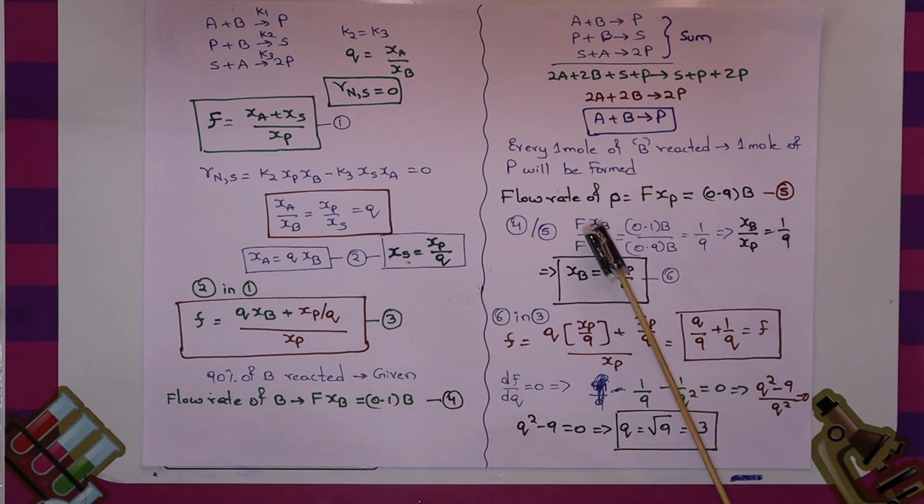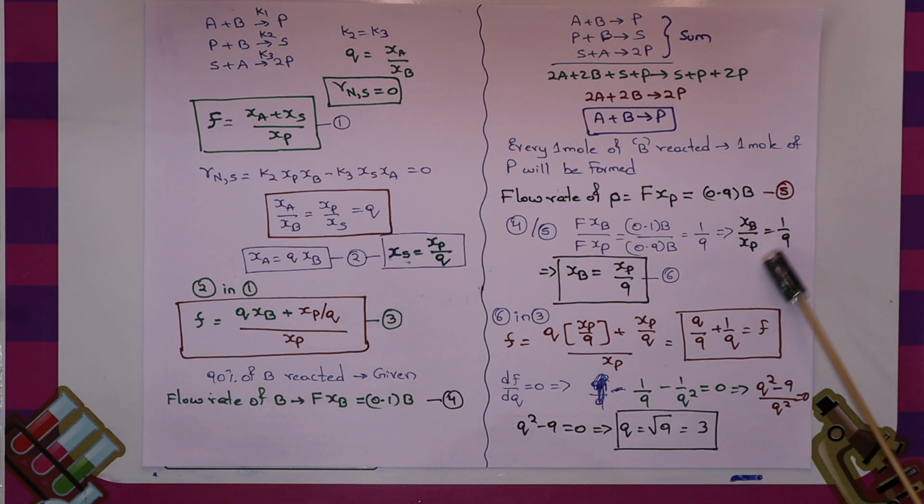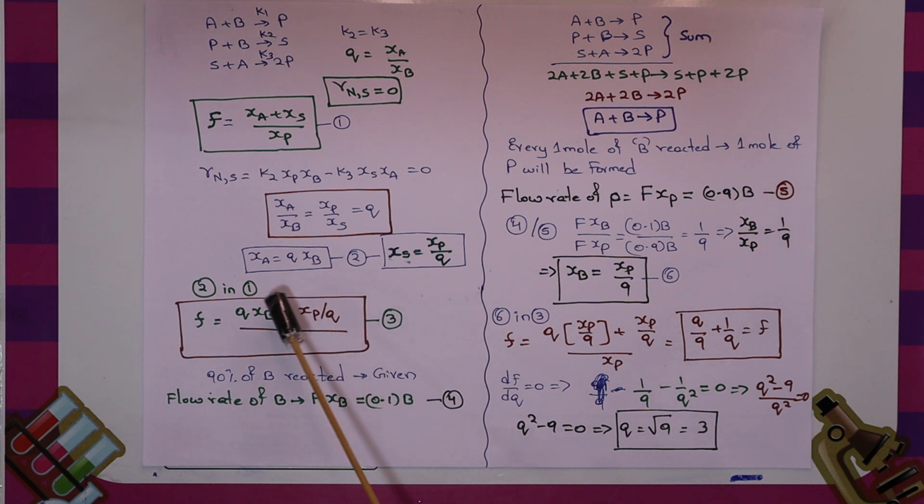So from this information you get F into XP by F into XB, that is XP by XB, which is nothing but 9. Okay, that means XB by XP equals 1 by 9. So XB equals XP by 9. So you can see now you are converting XB in terms of XP. So now every term is coming in terms of XP.